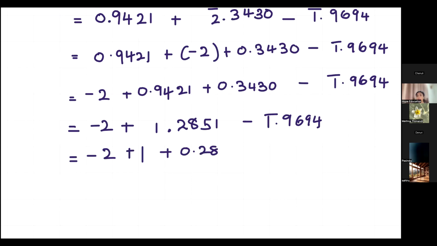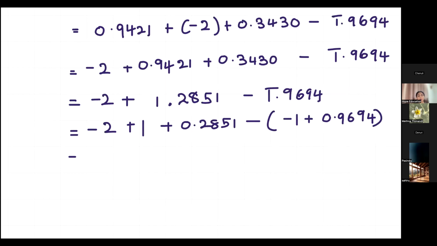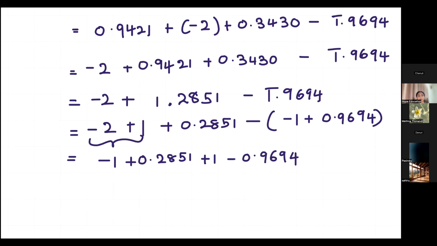Meanwhile I will expand this, like I separate this into characteristic and mantissa. Minus 1 is the characteristic. The mantissa is 0.9694. Here minus 2 plus 1 is minus 1, plus 0.2851. Here minus times minus is plus 1. Minus times plus is minus 0.9694. Up to this point, is it clear, Lamai?